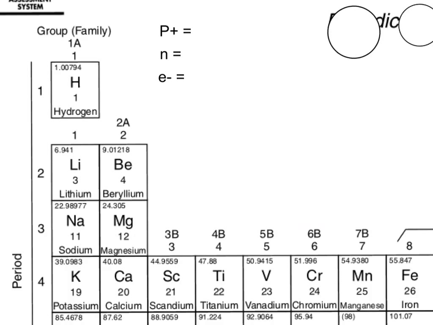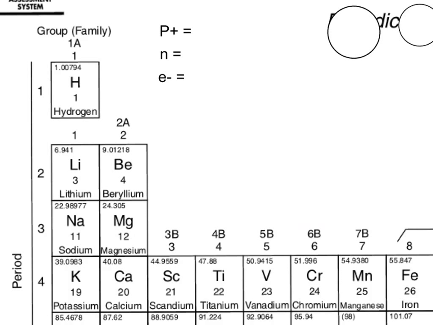So the benefit of being able to draw a Bohr diagram is that it will show you where the electrons are located within an atom, which becomes important when we want to talk about ions next, and then chemical bonding next, and then stoichiometry next. So it's the beginning of a lot of good things.